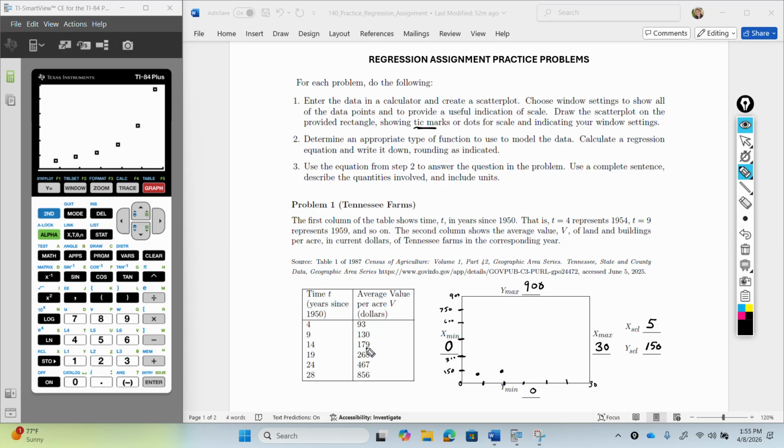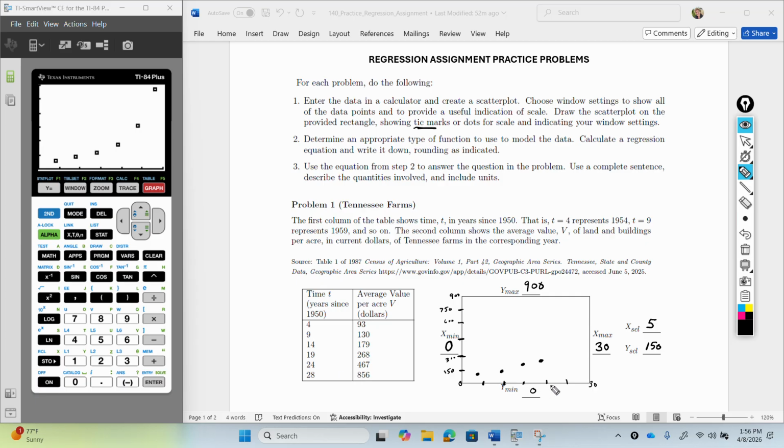Then 14 comma 179. Well, this grid mark is 15. So 14's about there, and 179 is going to be between 150 and 300. So it's going to be about there. Then 19 comma 268. There's 20, so 19 would be about there, and 268 is still going to be under 300.